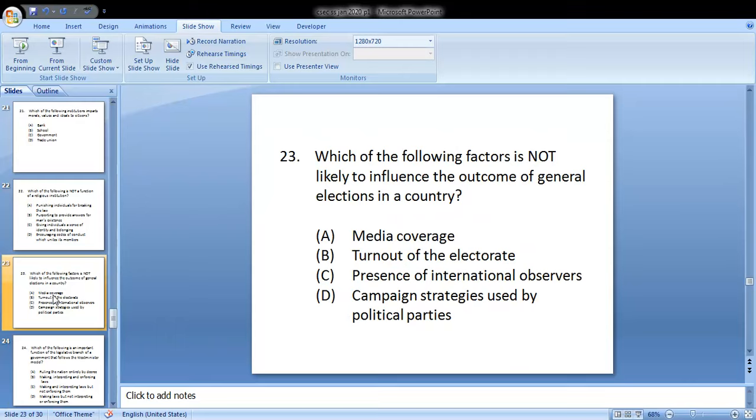23 says, which of the following factors is not likely to influence the outcome of general elections in a country? A. Media coverage. B. Turnout of the electorate. C. Presence of international observers. D. Campaign strategies used by political parties. We know that our answer would be C. Presence of international observers. That is the one that is not.